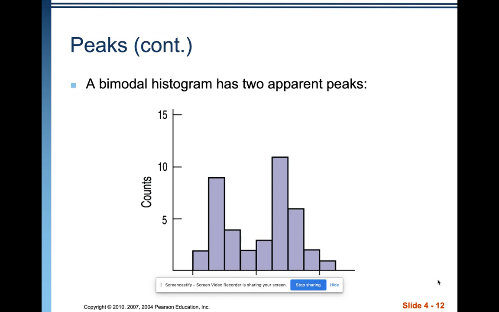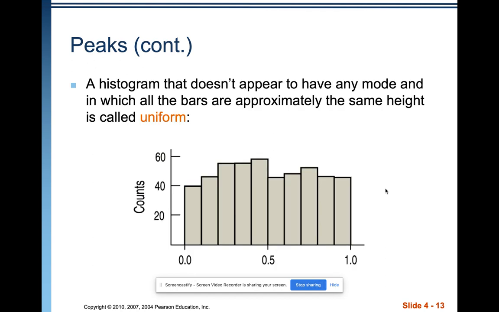So here's a picture of a bimodal histogram with 2 apparent peaks. You can see that there's clearly one at a lower value and one at a higher value. And so one of the things you'd want to do from there is look for the variable that explains why this exists. A histogram that doesn't appear to have any mode and in which all the bars are approximately the same height is called uniform.